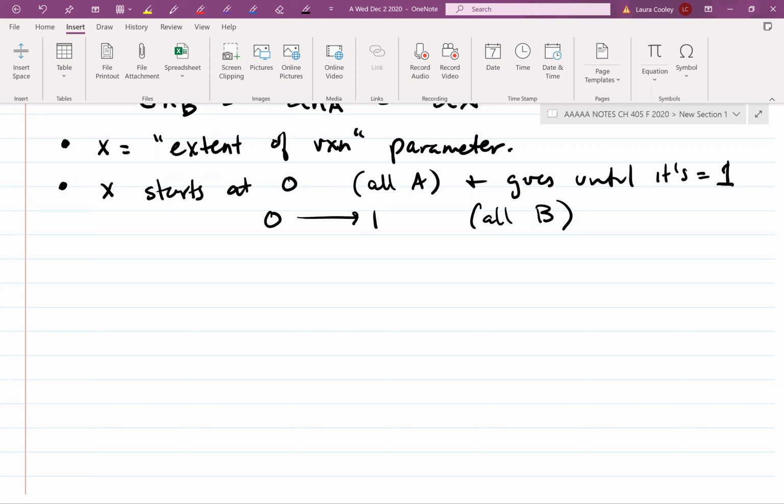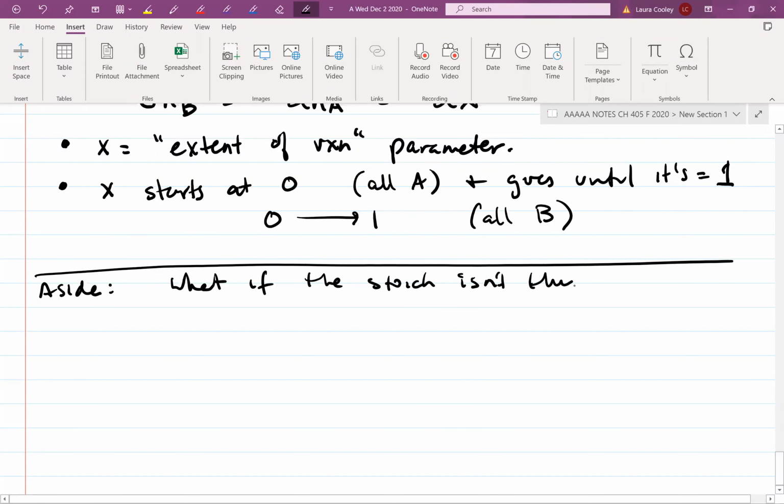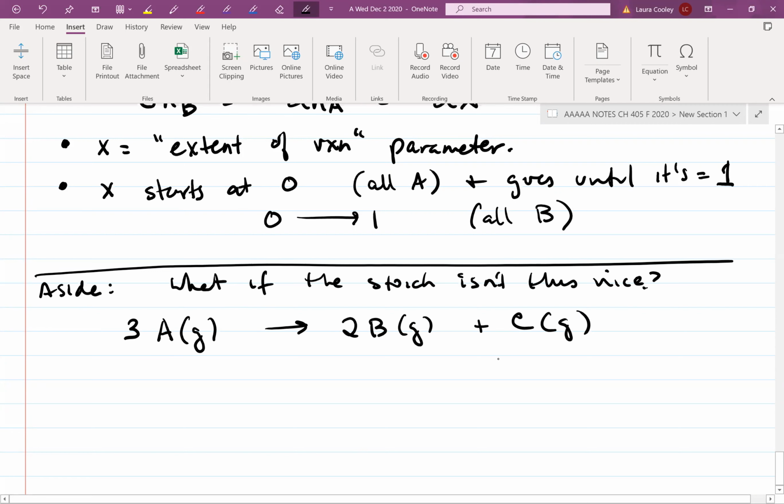So what I wanted to tell you first is, this is kind of an aside: what if the stoichiometry isn't this nice, where everything is 1 to 1, okay? So suppose you had this as a reaction: 2A goes to, let's say 3A, that's what I have here. 3A goes to 2B plus C. Okay, so how would we define the extent of reaction parameter here?